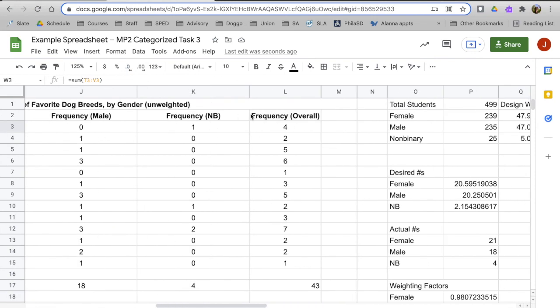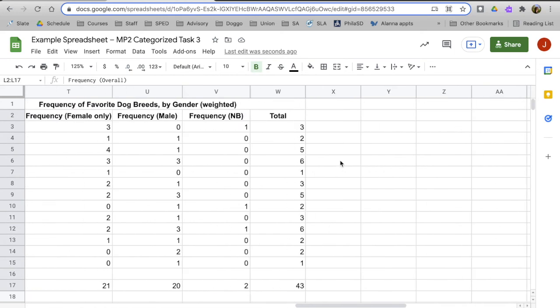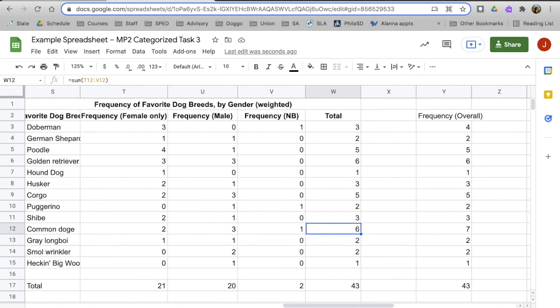So you can see this is what the frequency looked like with the unweighted data, and we can put it next to the weighted totals. And we can see it's very similar, but there's a few differences. For example, common Doge was a little bit less popular when we weighted the data. We can see that there were slightly fewer Dobermans chosen when we weighted the data.